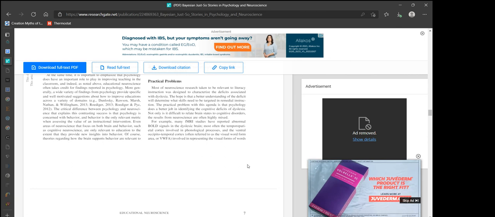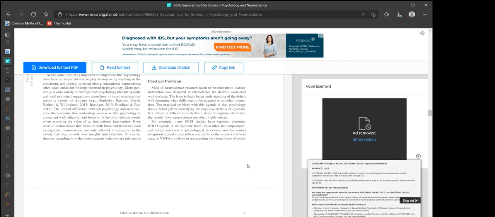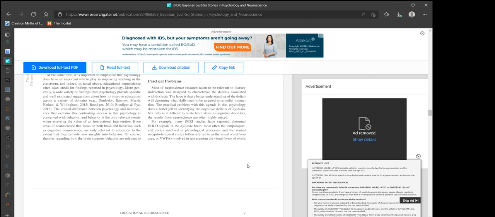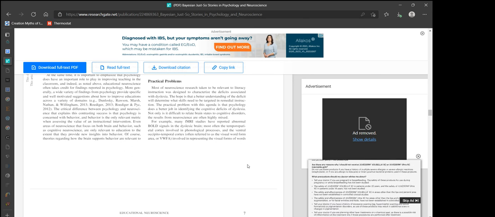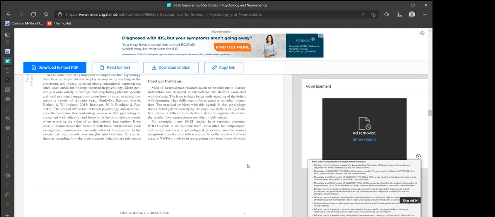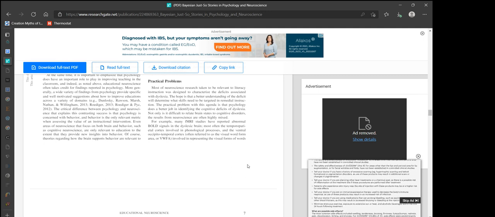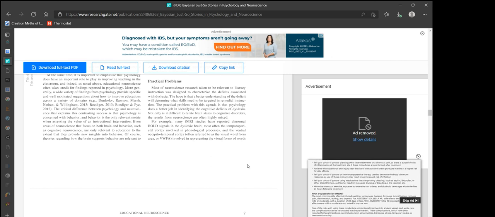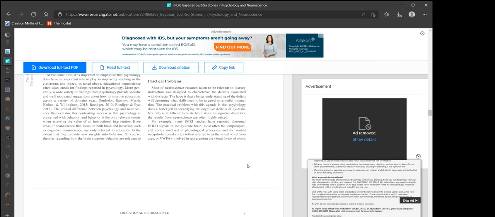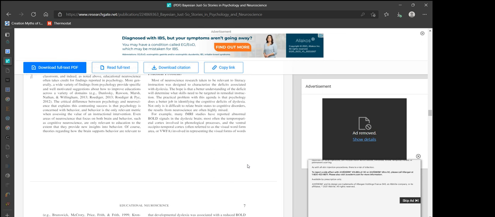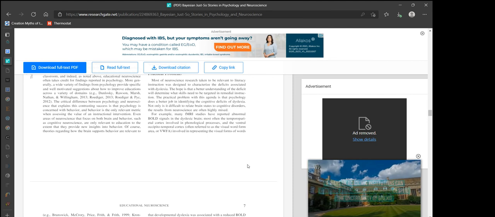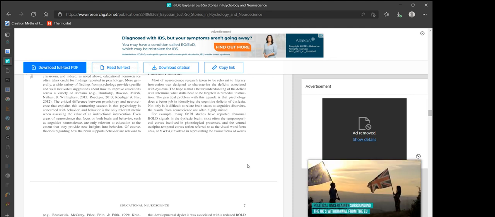Most of the neuroscience research taken to be relevant to literacy instruction was designed to characterize the deficits associated with dyslexia. The hope is that better understanding of the deficit will determine what skills need to be targeted in remedial instruction. The practical problem with this agenda is that psychology does a better job in identifying the cognitive deficits of dyslexia. Not only is it difficult to relate brain states to cognitive disorders, the results from neuroscience are often highly mixed.